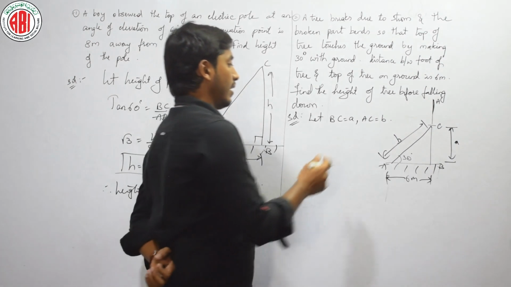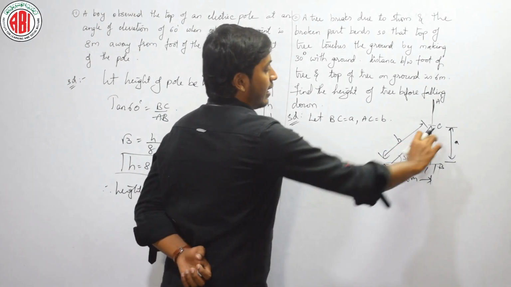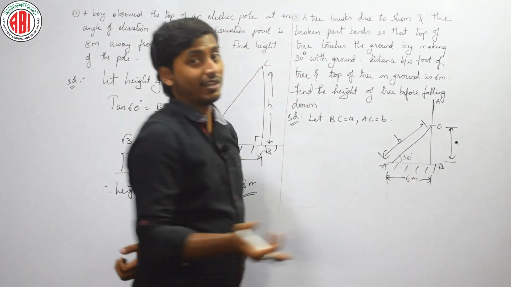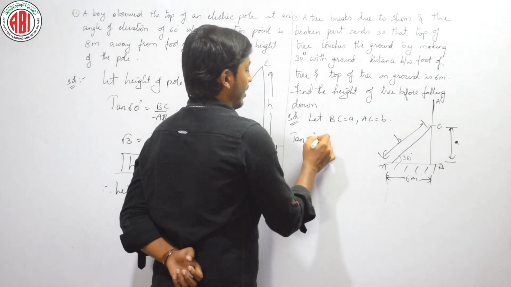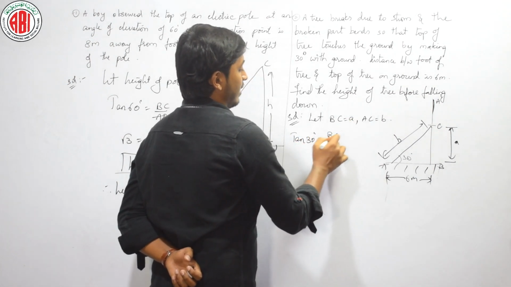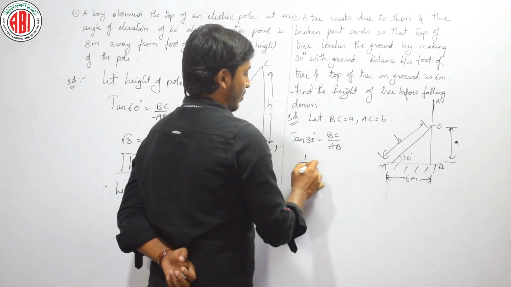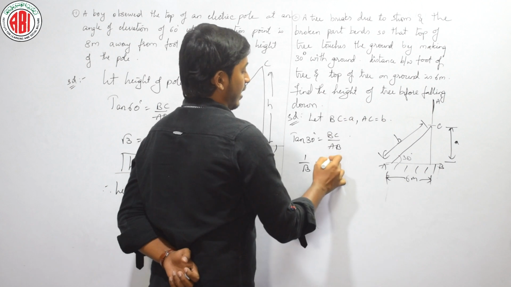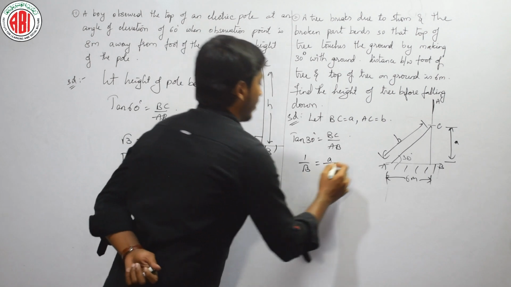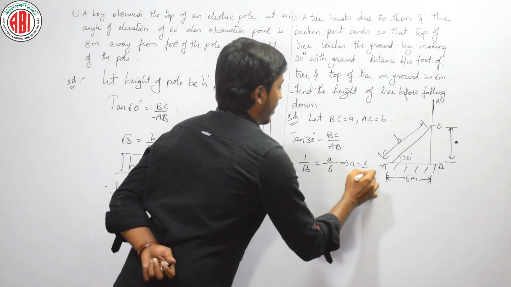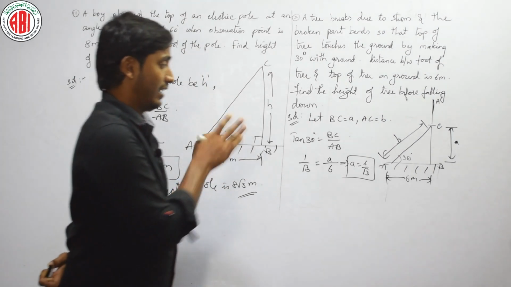Okay. Then see here, from this triangle, this is the angle, this is the opposite side, this is the adjacent side. What is it that we have to use? That is tan 30 is equal to opposite BC by adjacent AB. Tan 30 is 1 by root 3, opposite BC is a, adjacent AB is 6. Okay. Then what is the value of a here? a is 6 by root 3. We can even simplify it by rationalizing it.